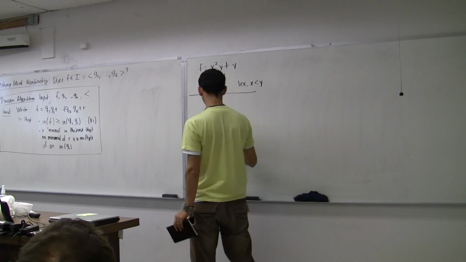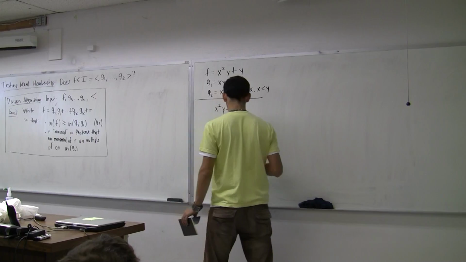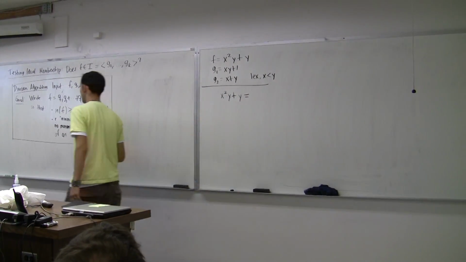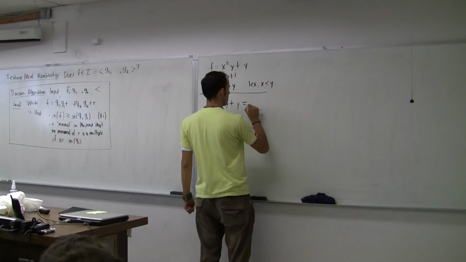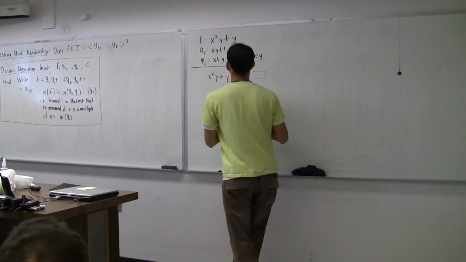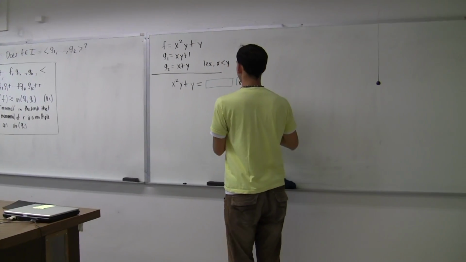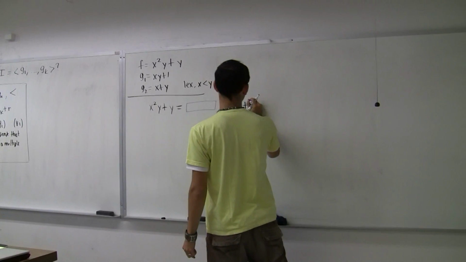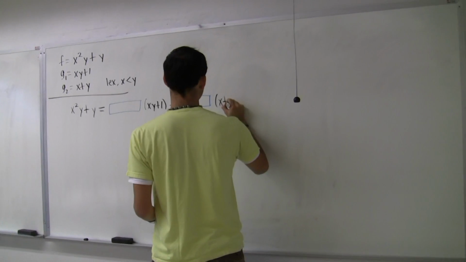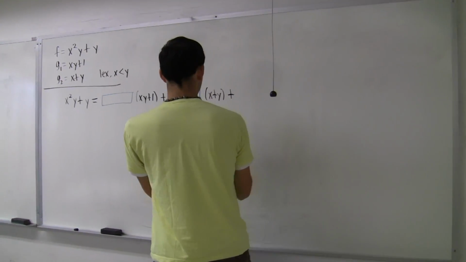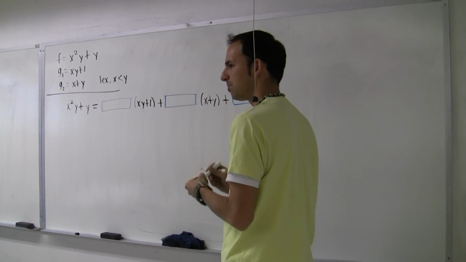And so what I need to do is give back an expression of the form: this is equal to some polynomial times xy plus 1, plus some polynomial times x plus y, plus some polynomial that's going to be my remainder. That's the plan.